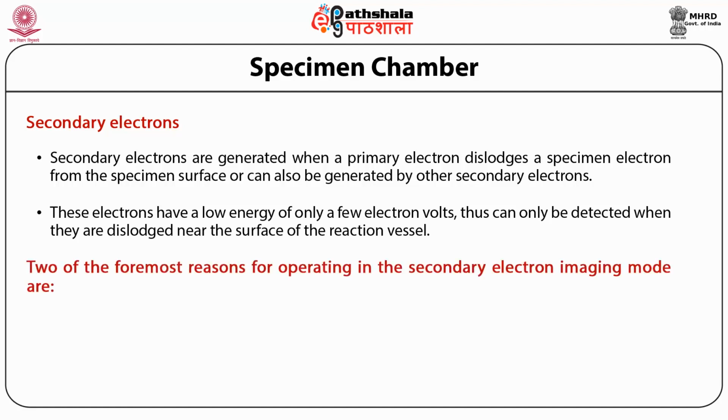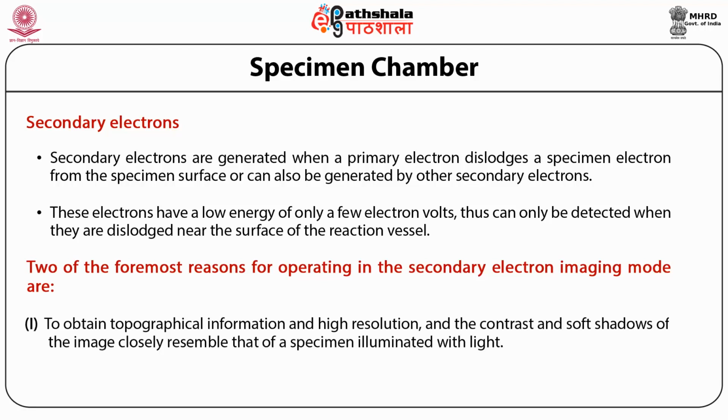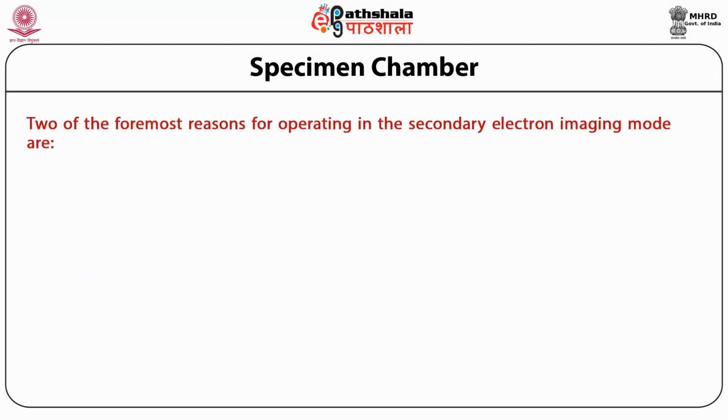Two of the foremost reasons for operating in the secondary electron imaging mode are: first, to obtain topographical information and high resolution, and the contrast and soft shadows of the image closely resemble that of a specimen illuminated with light. Thus, image interpretation is easier because the images appear more familiar.